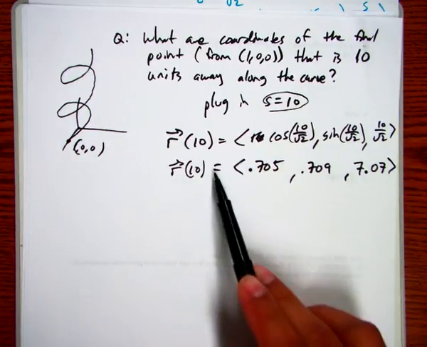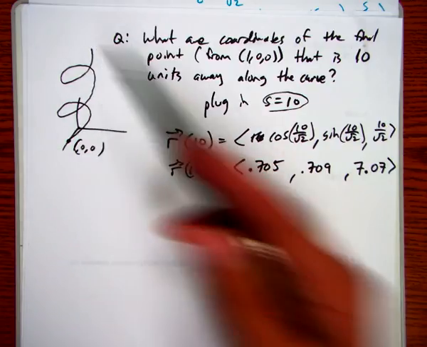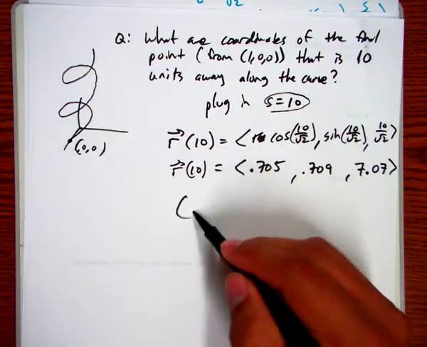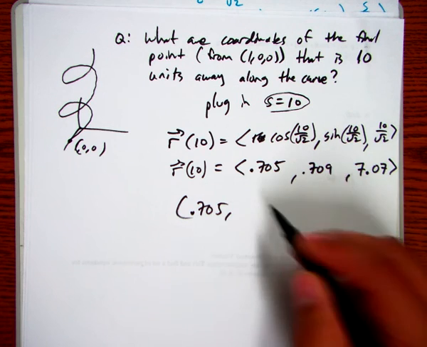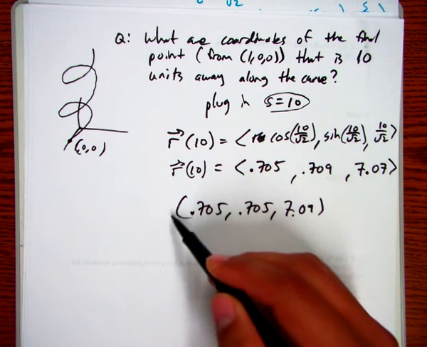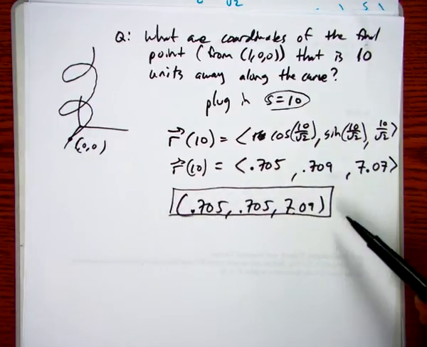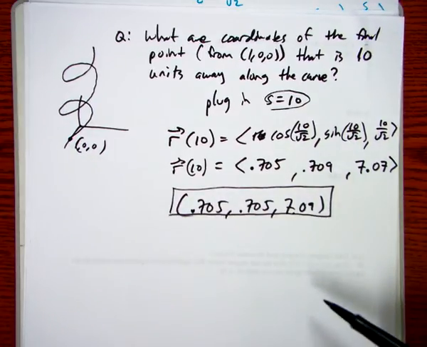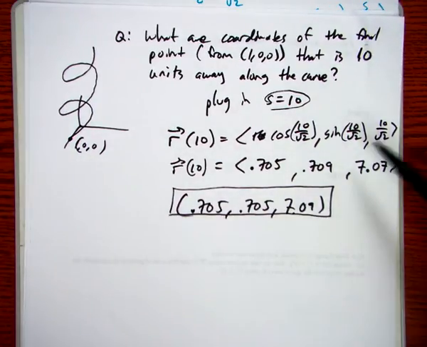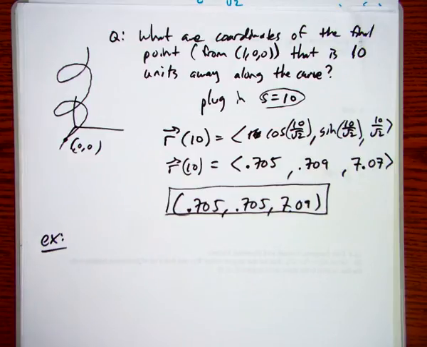So, plugging in 10 spits out a vector, starting at the origin, ends up somewhere up there, but the coordinates are the same. Okay? And please be very careful when you write your answer. If I ask you where or what point we're at, make sure you write it as a coordinate, an ordered triple, instead of a vector. Okay? Okay, almost done.